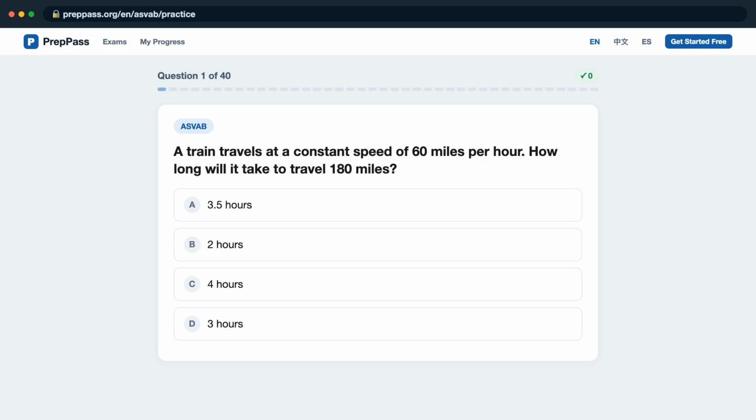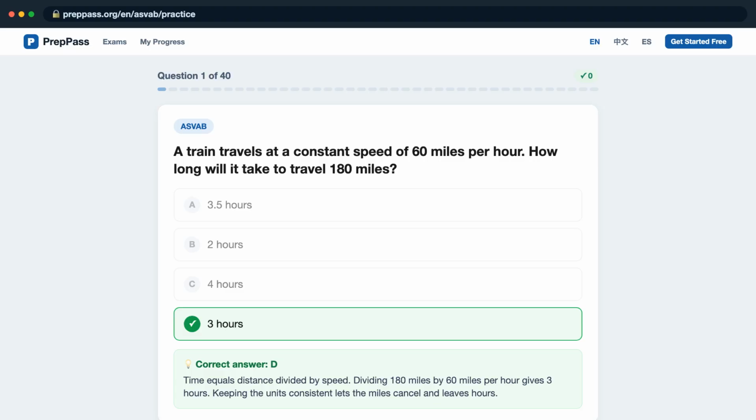Question 1. A train travels at a constant speed of 60 miles per hour. How long will it take to travel 180 miles? Is it A, 3.5 hours? B, 2 hours? C, 4 hours? D, 3 hours? The correct answer is D, time equals distance divided by speed.